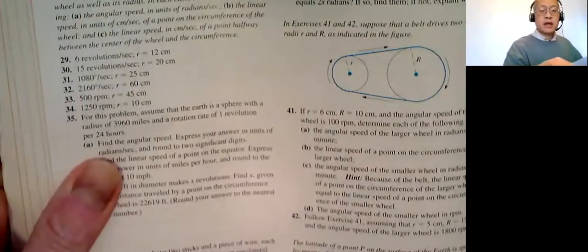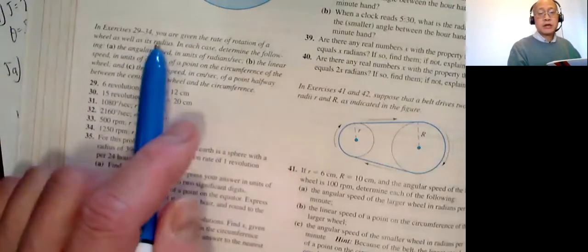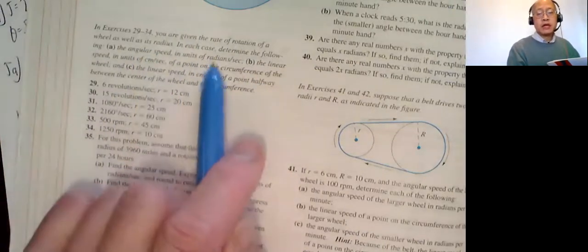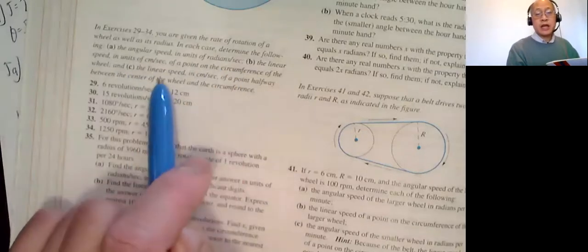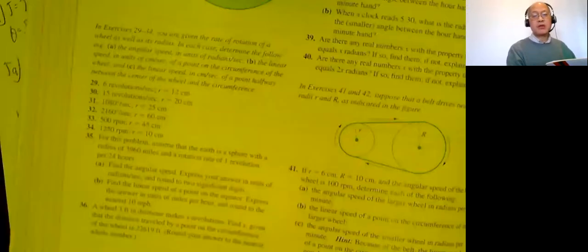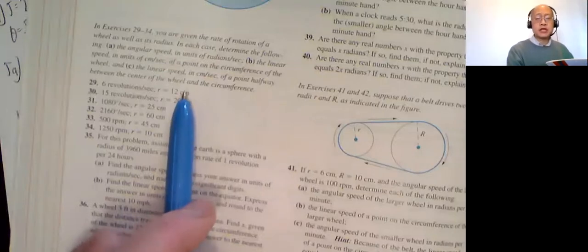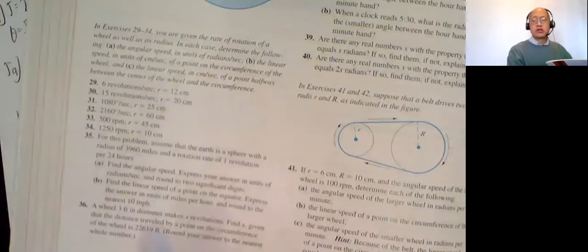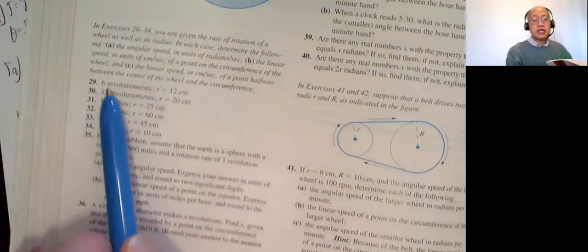Now, 29 and others like it, you have the rate of a rotation of a wheel. You have a spinning wheel. Okay, they're asking you for the angular speed in radians per second, the linear speed in centimeters per second, and the linear speed in centimeters per second of a point halfway between the center of the wheel and its circumference. Now, you could come up with a formula for this, but you don't have to. This is sometimes called units analysis. You just try to get the units to line up the way that you need it to be. And I'll show you what I mean. So 29, 6 revolutions per second, radius is 12 centimeters.